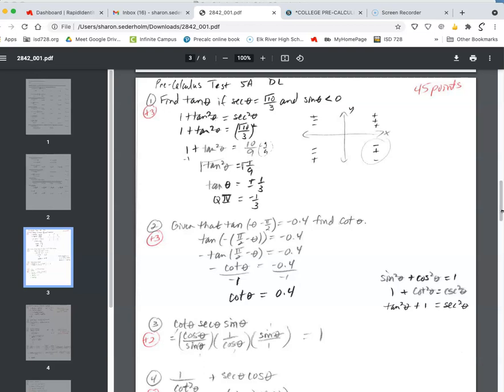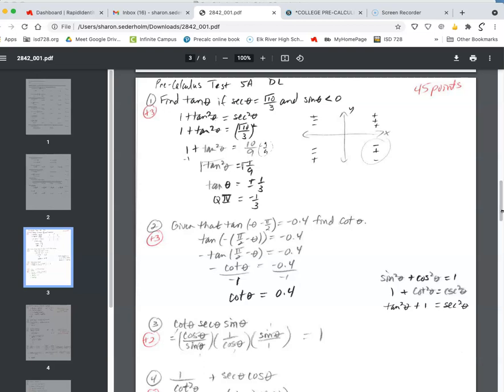And the square root of 10 over 3 squared will be 10/9. Then you subtract 1 from both sides, and you get 1/9. And then you have tangent squared, so you have to take the square root of both sides. Square root of 1 is 1, square root of 9 is 3, and then again we knew it was in quadrant 4, so that made it negative, so negative 1/3.